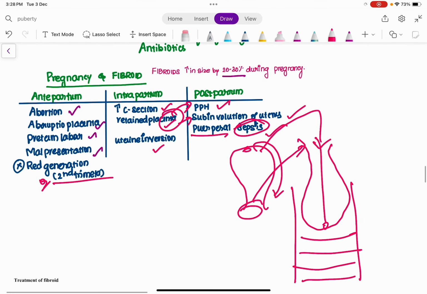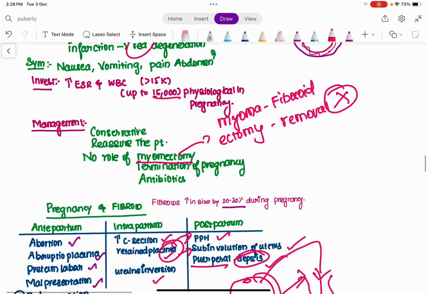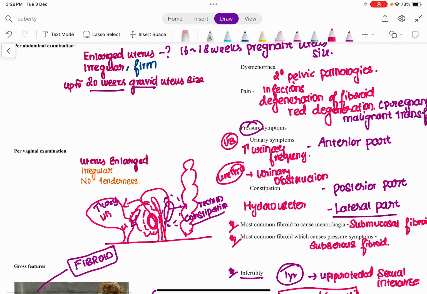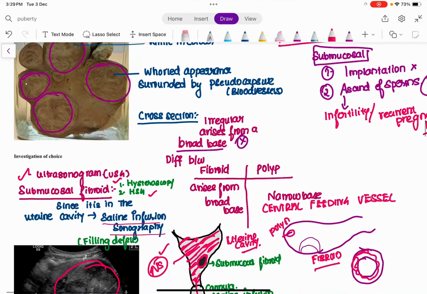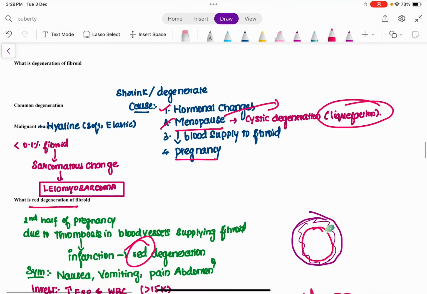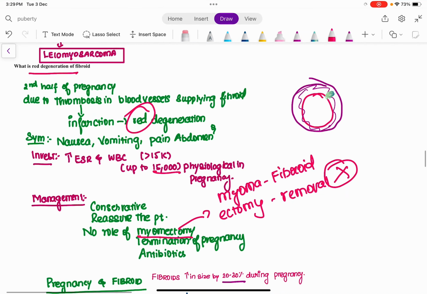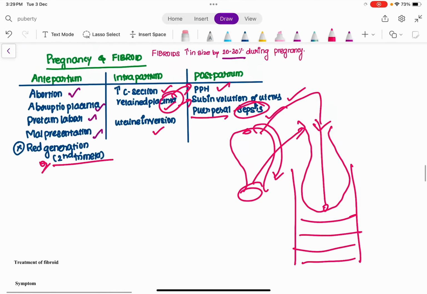Right? So this is all about the pregnancy and fibroid. So I hope in this module we discussed the most important symptom complex, followed by the per abdominal, per vaginal examinations, the gross features, the investigations, and degeneration of the fibroid and red degeneration of fibroid during the second trimester of pregnancy. And we also discussed the fibroid and pregnancy. So I hope it is very clear for you.